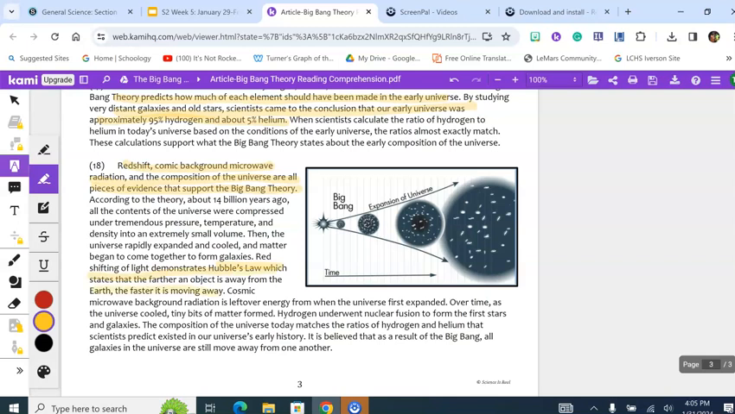Cosmic microwave background radiation is leftover energy from when the universe first expanded. Over time, as the universe cooled, tiny bits of matter formed. Hydrogen underwent nuclear fusion to form the first stars and galaxies, and the composition of the universe today matches the ratio of hydrogen and helium that scientists predicted from our universe's early history. It is believed that as a result of the Big Bang, all the galaxies in the universe are still moving away from one another.